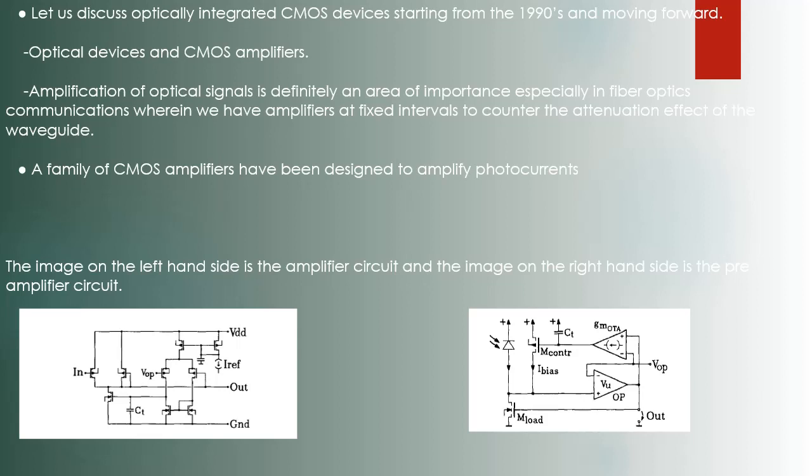The circuits consist of an amplifier circuit and a preamp circuit. The task of the preamplifier circuit is to reduce local parameter variations on the output, and the amplifier circuit, as the name suggests, amplifies the input current signal. And so the image on the left-hand side is the amplifier circuit, and the image on the right-hand side is the preamp circuit. So it just shows you the schematics there.